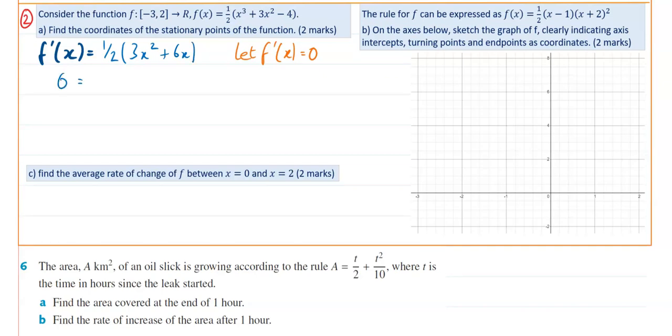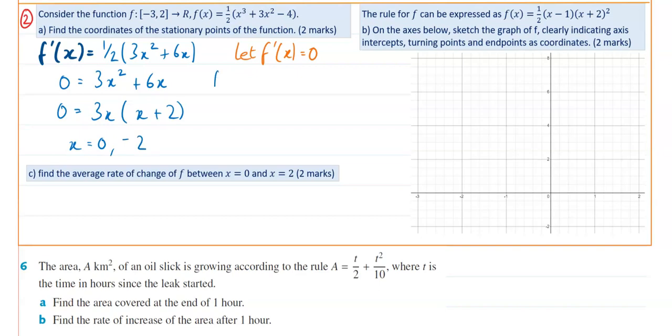Because we're making this 0, it means that at this point I can multiply both sides by 2, leaving me with 3x squared plus 6x. So I've skipped some steps there, but of course we're making the derivative equal 0 to find the stationary points. That factorized gives us this, meaning that x equals 0 and negative 2. So that's just the x values of our stationary points.